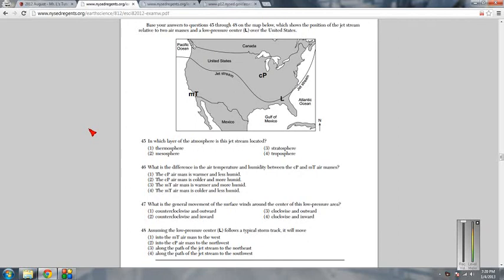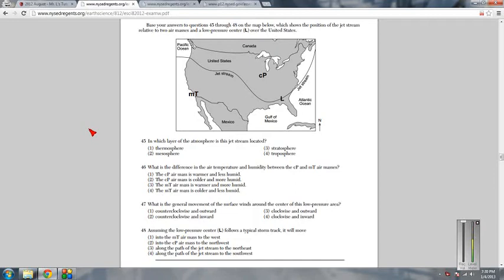Video for questions 45 through 48. Base your answers to questions 45 through 48 on the map below, which shows the position of the jet stream relative to two air masses and a low pressure center over the United States.